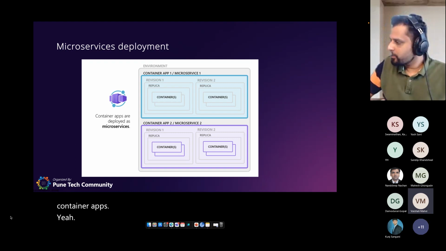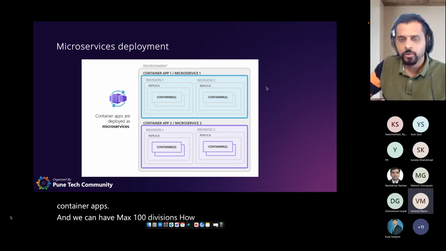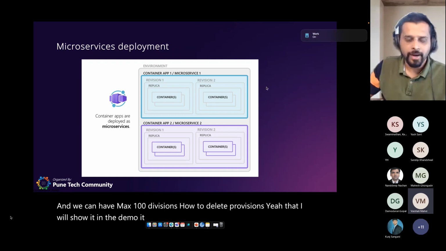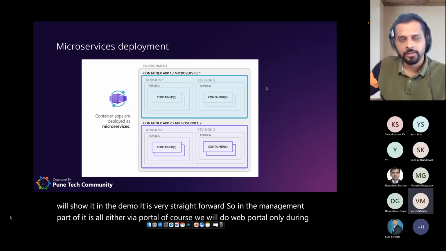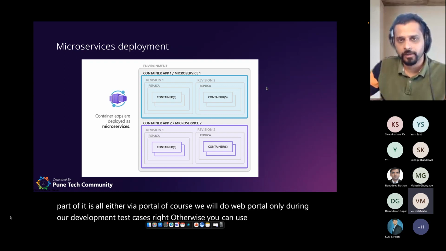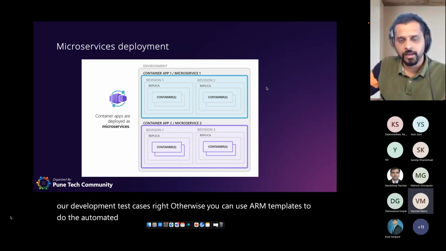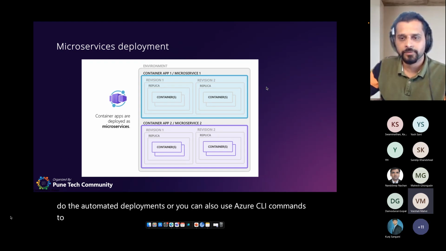And we can have max of 100 revisions. How to delete revisions? Yeah, that I'll show in the demo. It's pretty straightforward. So the management part of it is all either via portal. Of course, we'll do via portal only during our development and test phases, right? Otherwise, you can use ARM templates to do the automated deployments, or you can also use Azure CLI commandlets to really manage some of these Azure Container App related stuff.